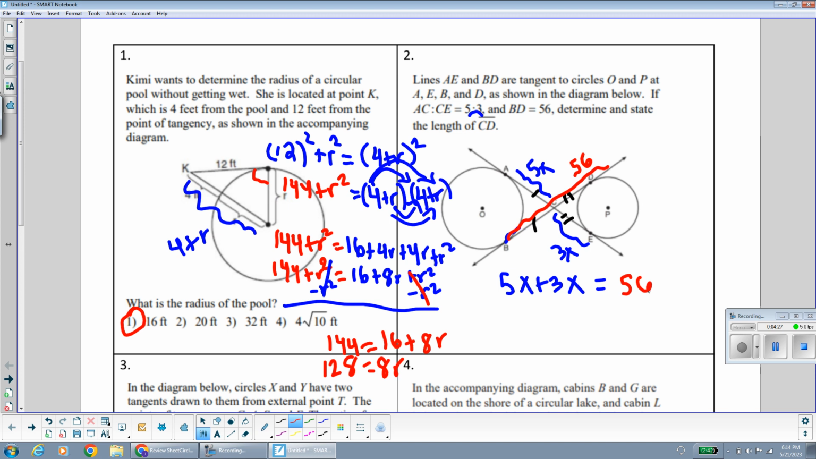Another way of thinking of that is if this part is 5x, then this part also has to be 5x because these are both congruent to each other. And if this part's 3x, then this part also has to be 3x. So now, if I know that BD is 56, that's the 5x part plus the 3x part making the 56. So that's 8x is equal to 56. And 56 divided by 8 is 7. So 7 is the x value, but what we're looking for is the length of CD. CD is the 3x part, so 3 times 7 is 21. So the length of CD would be 21.